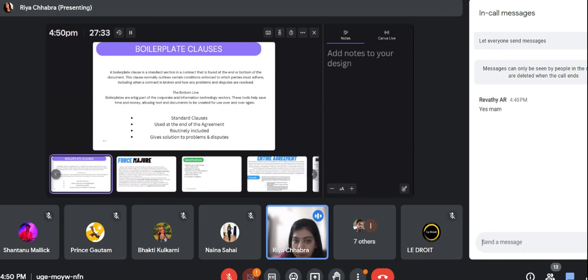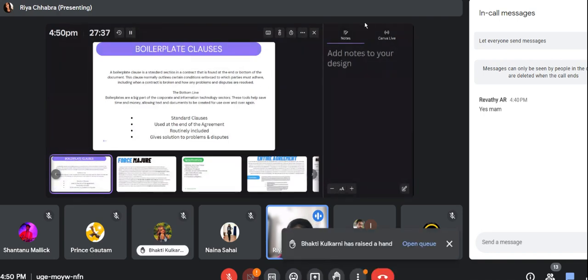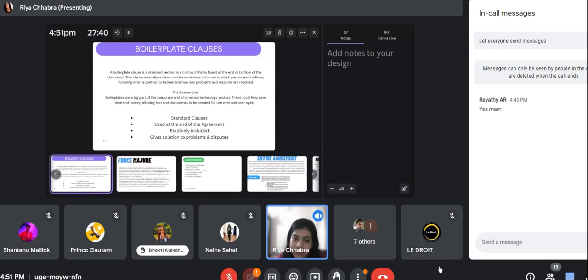This is an example of one of the agreements. I'll show you boilerplate clauses, how they are in an agreement. So we'll be dealing with how an agreement is framed, but majorly all the boilerplate clauses are mentioned at the end of the agreement. Let me type one for you.